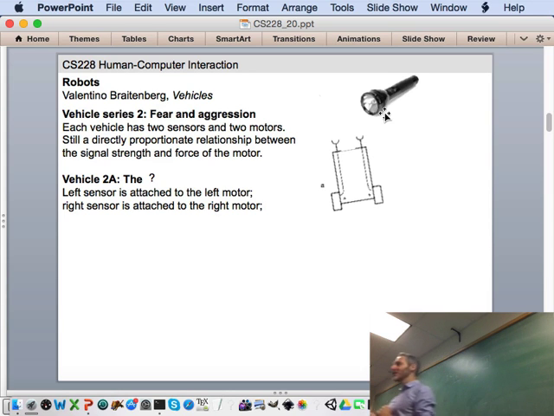Now I start chasing Vehicle 2A from behind with the light. What does it do? Goes faster, right? So returning to student apartments, you may have another animal in your apartment that also acts like this. Turn on the lights and all the cockroaches run for the hills, right? Okay. What is Vehicle 2A? What's its name?